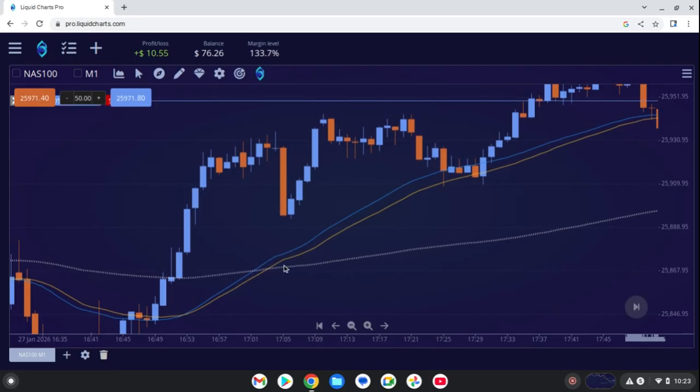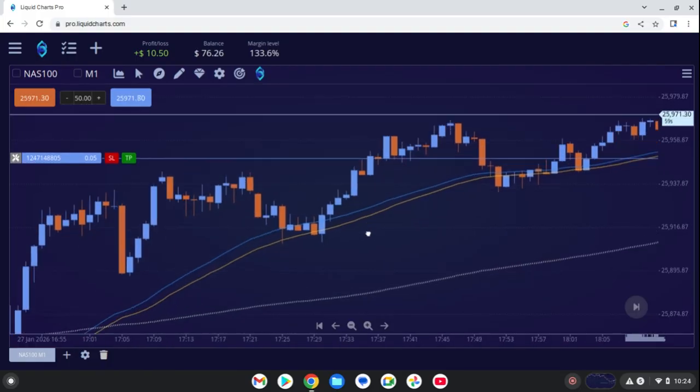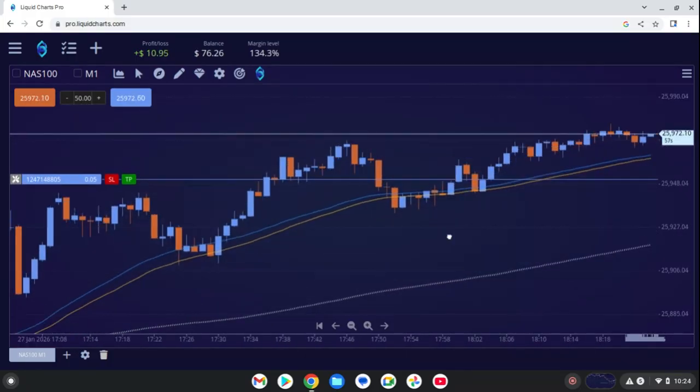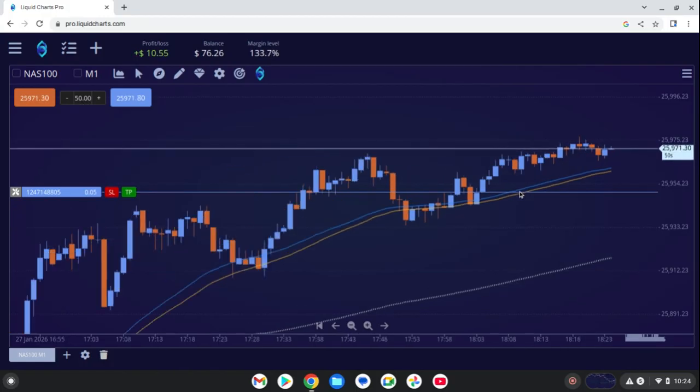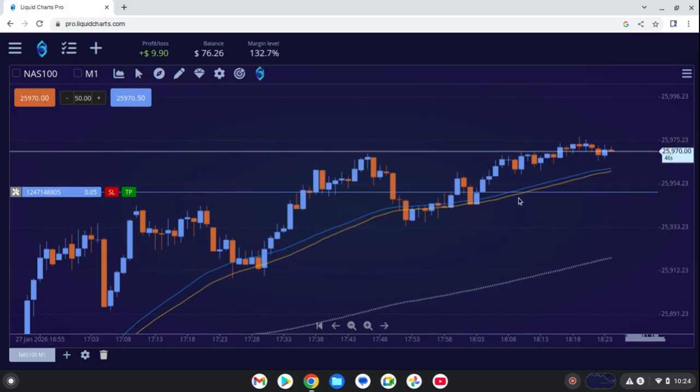And the blue moving average stays over the orange moving average because that's how the price is trending. It's trending up. You know what I mean? If the price is trending up, the blue moving average will remain over the orange moving average. If for some reason the price wanted to start trending down, the blue moving average will respond to the candlesticks and the price action and start going down.